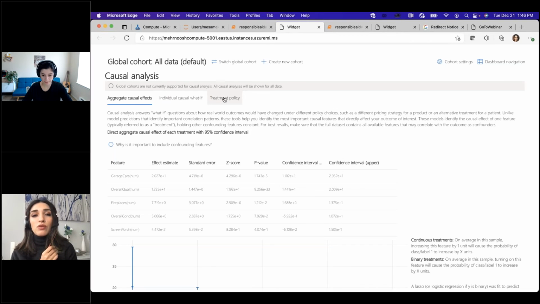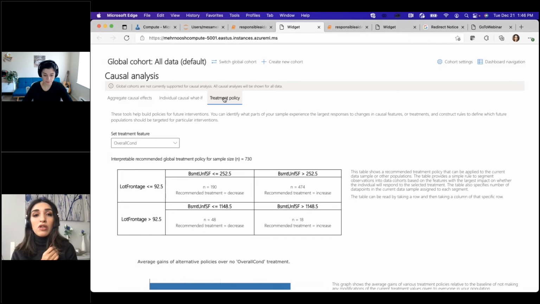Before going to individual causal what-if, I also go to the treatment policy, which is another tab that allows you to provide more generic policies for your business.